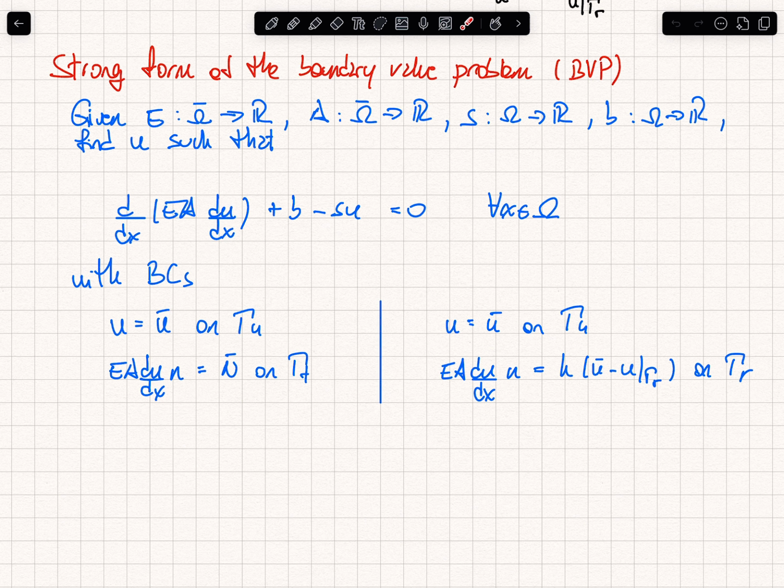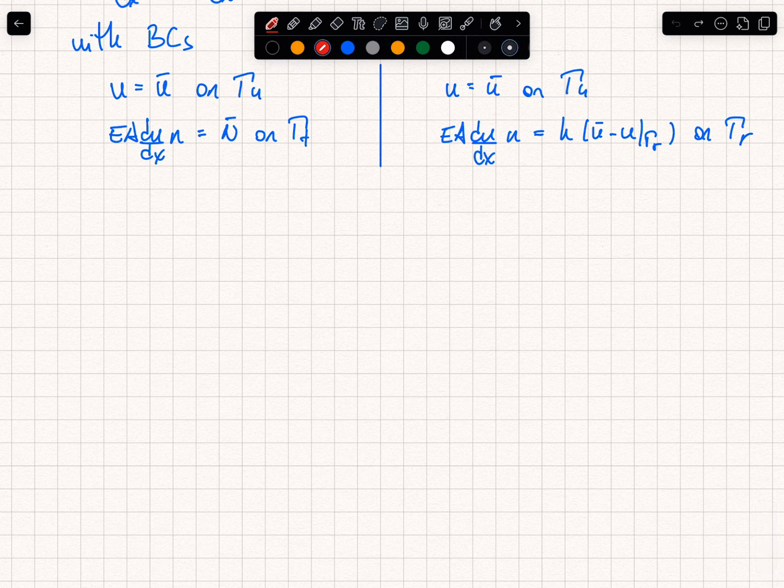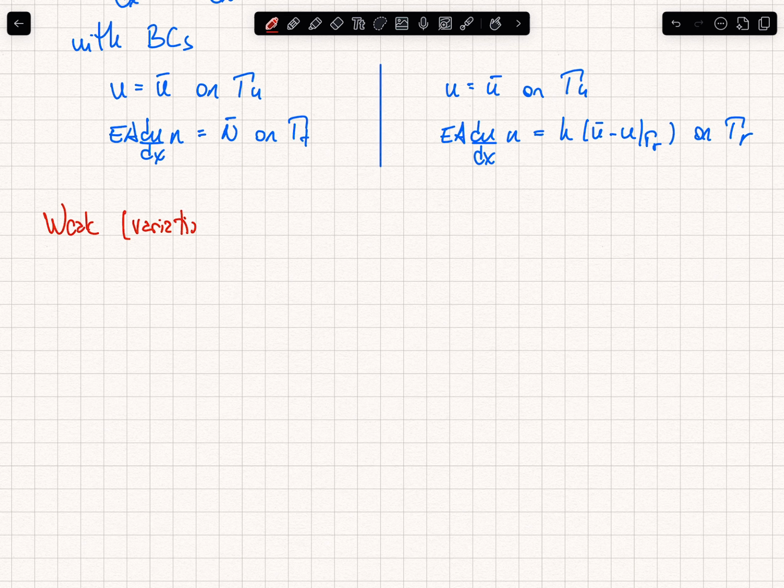And so what we try to do now is we try to relax this requirement that it has to be satisfied everywhere point-wise. Maybe we don't care so much about that. And so we are going to cast this problem in a different way. So the purpose of today's lecture is to look at weak, also called variational, formulations.